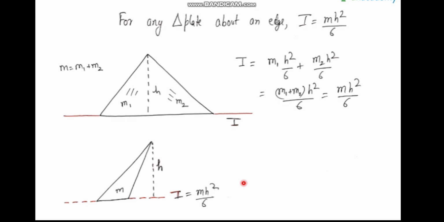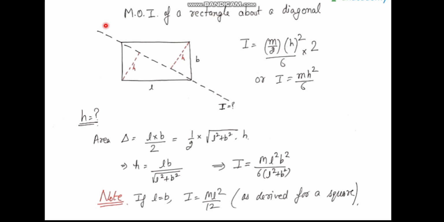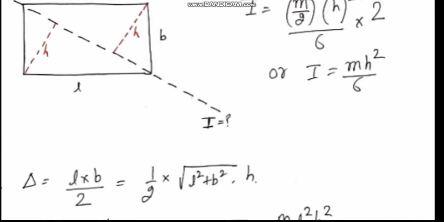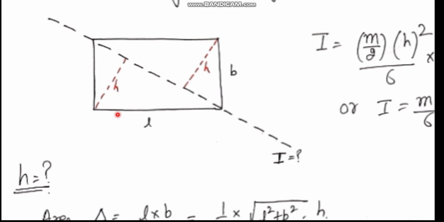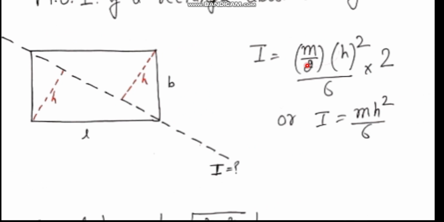Now we can use this concept of moment of inertia of a triangular plate for a rectangle: the moment of inertia of a rectangle about a diagonal. So I have a rectangular plate of length L and B. I want to find the moment of inertia about this diagonal. This is what we need to find. Now suppose the mass of this total plate is m, and this diagonal divides it into two triangles of mass m by 2 each. For this triangle, the height is suppose h, mass is m by 2, and therefore I can write the moment of inertia for this plate as m by 2 h square by 6 about this edge.